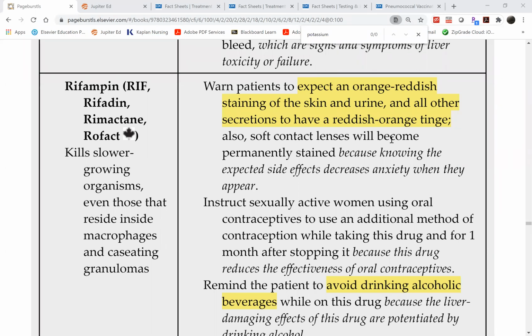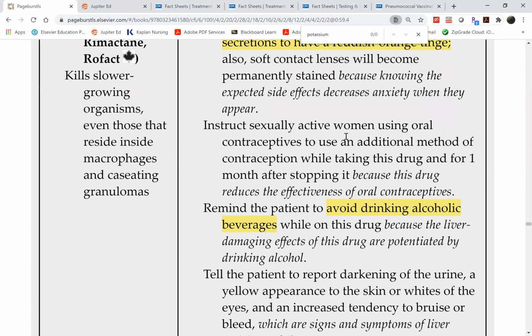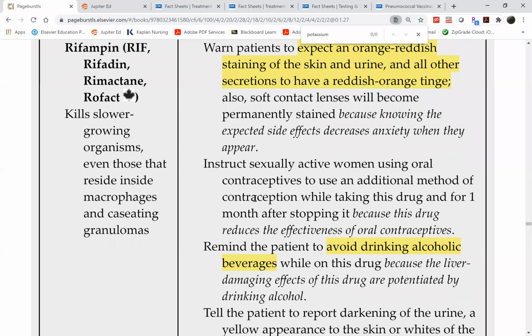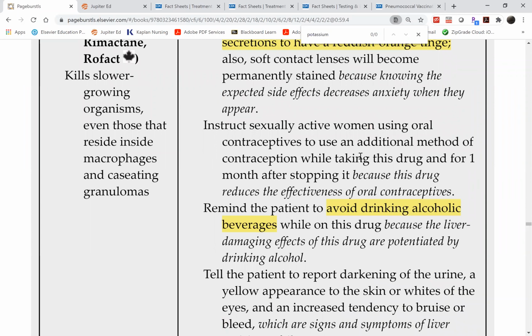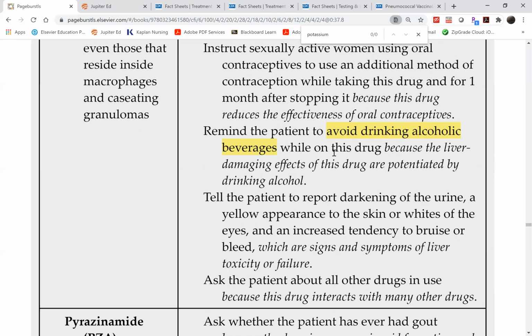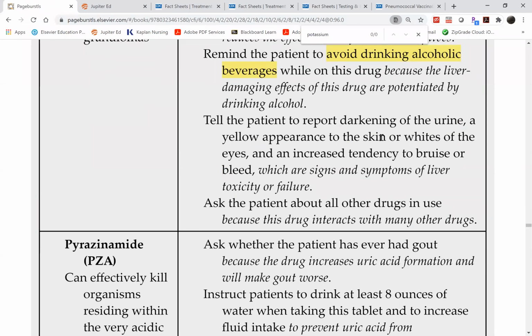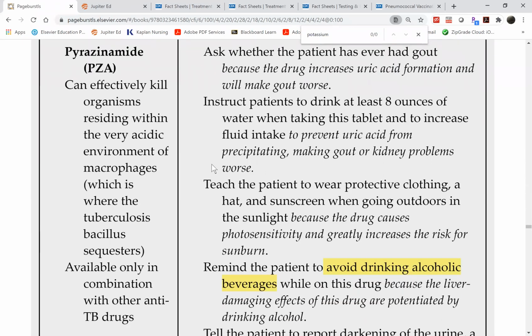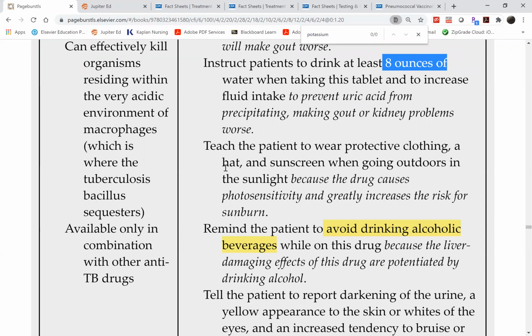This is also for all secretions. It tells you here all other secretions, not just the urine. So this will include your sweat, your tears, or anything liquid coming out of you, which will be a reddish-orange color. Rifampin will affect your OCPs. So birth control pills will be ineffective here. Again, no alcohol. And of course, report darkening of urine. For PZA, this causes uric acid buildup. So you could develop gout. To help combat that, increase fluid intake. It also causes photosensitivity.